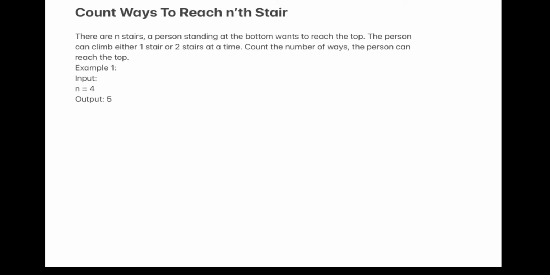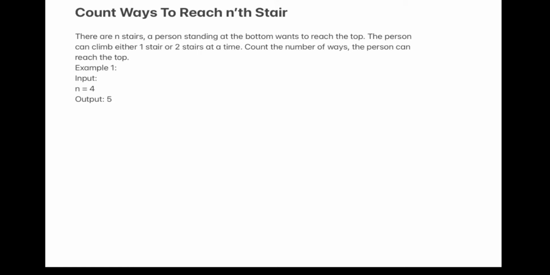In this video, we are going to talk about another dynamic programming problem, and this time it's count ways to reach the nth stair. The problem says there are n stairs and a person standing at the bottom wants to reach the top. The person can climb either one stair or two stairs at a time. Count the number of ways the person can reach the top. As an example, we are given n equal to 4 and the output is 5.